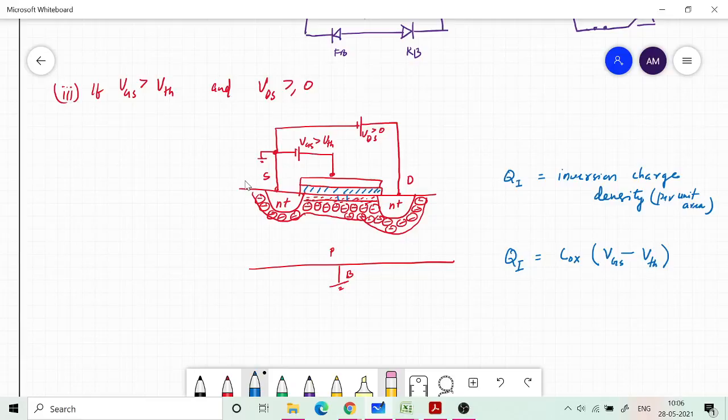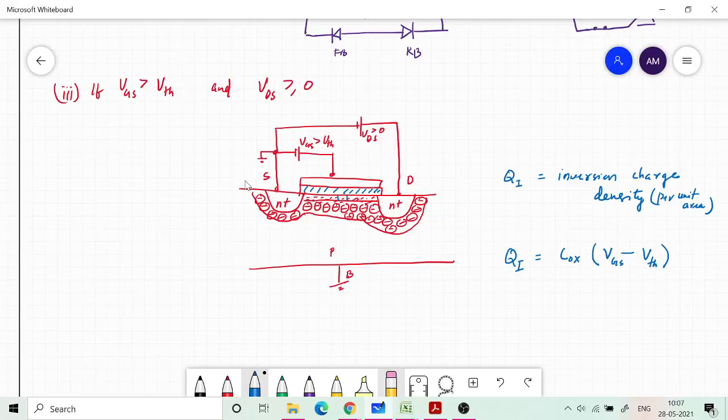But we have studied that in depth with the help of the energy band diagram in earlier classes. Earlier I spoke about VGB, but here since bulk and source are at the same potential, I can say it in terms of VGS also. So as long as VGS is less than VTH, there is no inversion layer, and therefore there is no point in talking about inversion charge density. The electron concentration is much lower than Na, the immobile charge density in the depletion region.